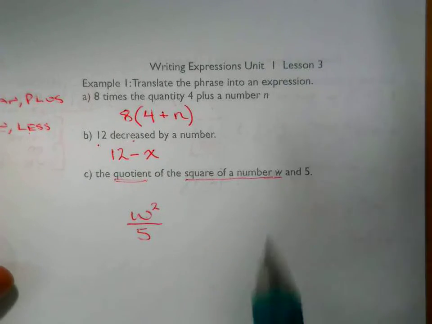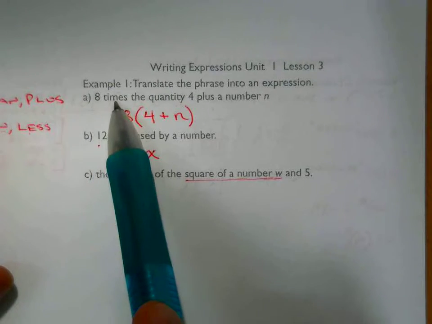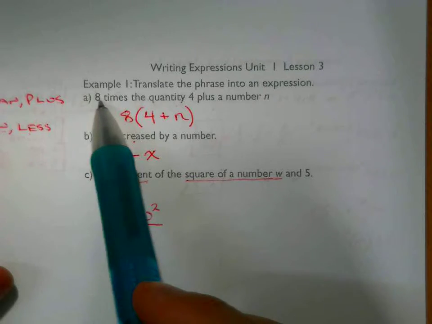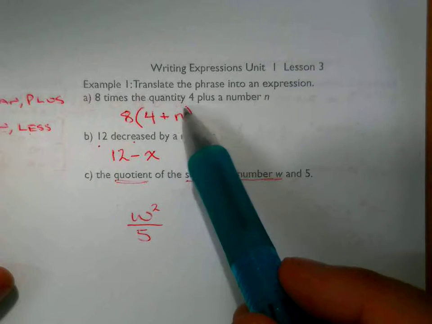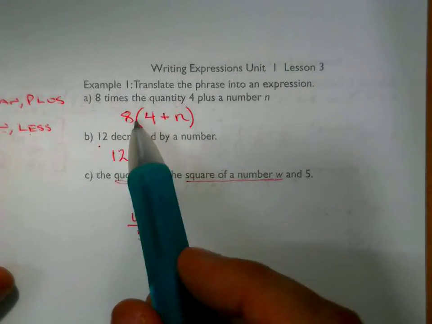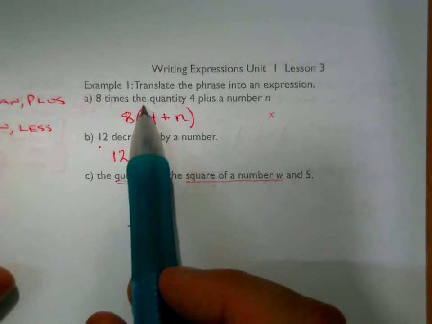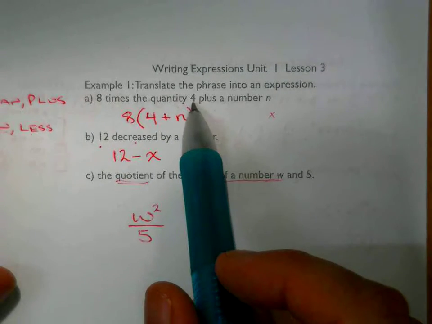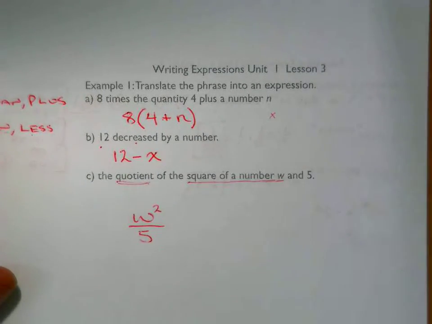Okay, so example 1, translate the phrase into an expression. Here it says 8 times the quantity 4 plus a number n. Well, this whole thing, 8 times the quantity. We learned from before that quantity means we're putting the next stuff into parentheses. And also remember that if we're doing multiplication, we don't have to have any operation. We don't need to write the times symbol if there's nothing in between. That's just implied multiplication. So we have 8 times the quantity, parentheses, and inside the parentheses we want 4 plus, added to, a number n.